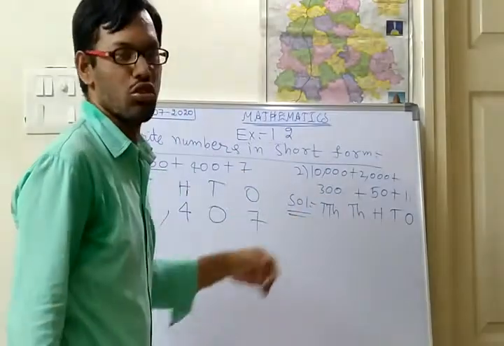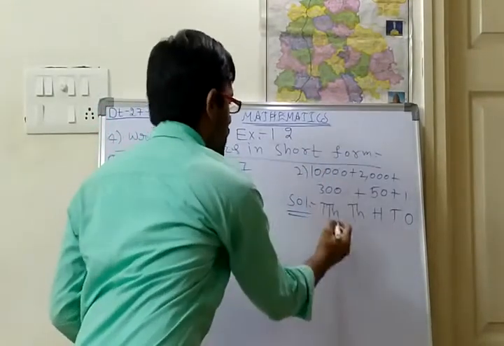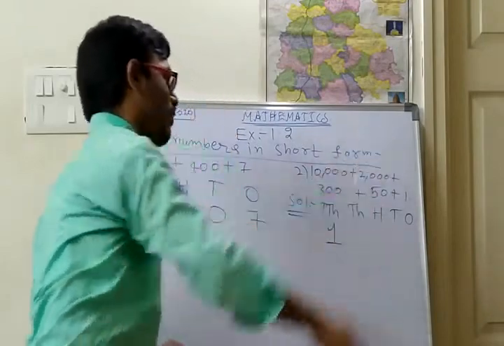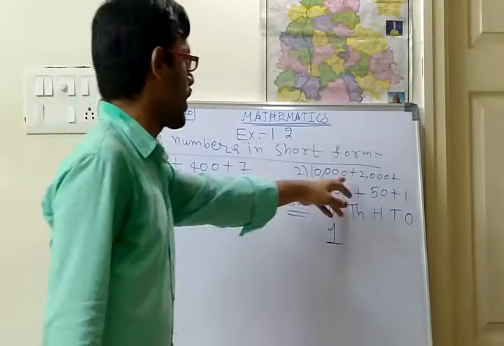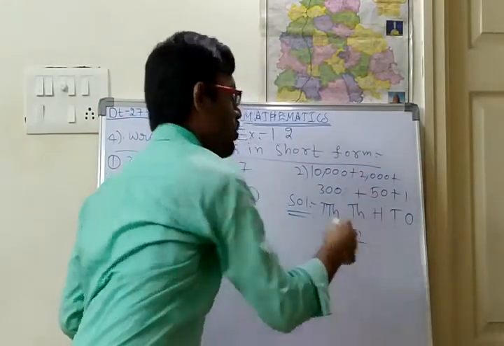So what is there in the 10,000 place? 1 into 10,000 is 10,000. So you should write 1. Next, what is in the thousands place? 2000 is there. That means 2 into 1000 is 2000. So 2 I will keep.